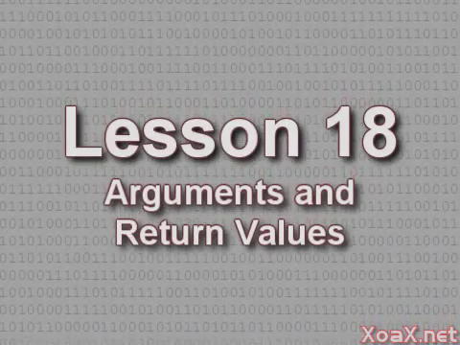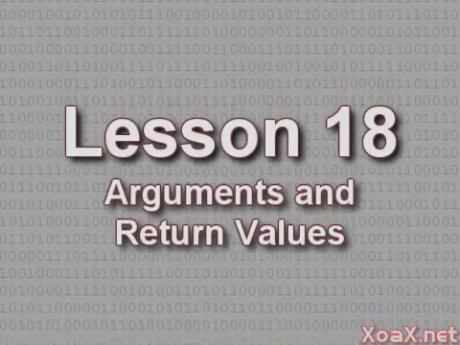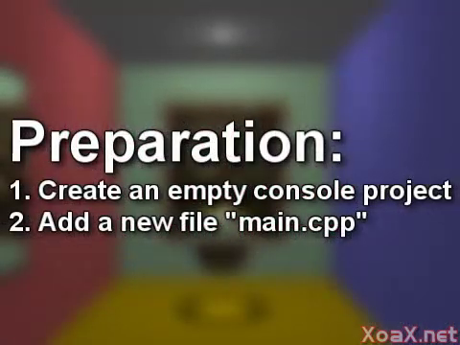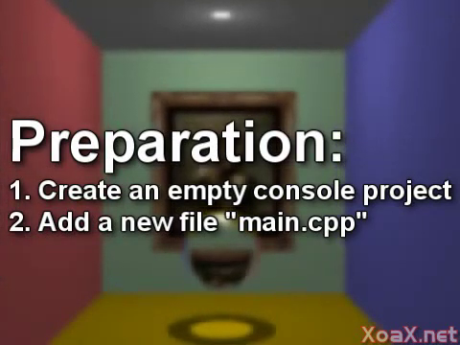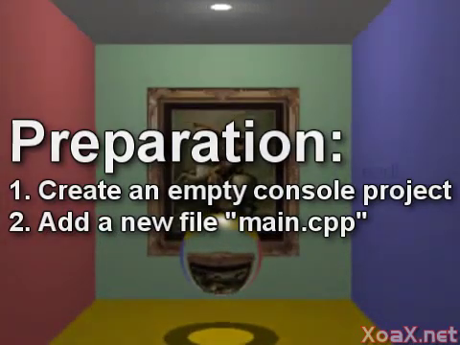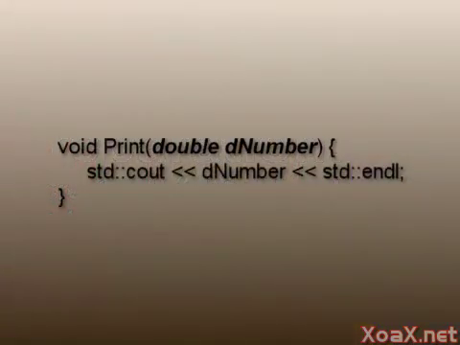Lesson 18, Arguments and Return Values. To follow along with this lesson, you will need to create a new console project and add a new file named main.cpp to it, as we did in Lesson 1. Recall that functions can take in arguments like this.